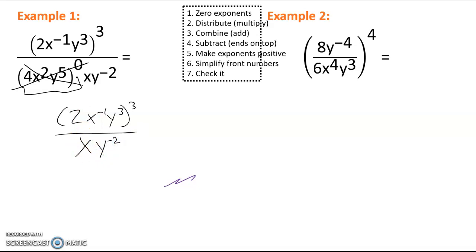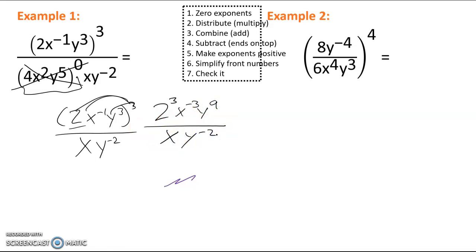And then, next thing I do, distribute, all right? First thing I always do: distribute, get rid of parentheses. Distribute this out here to every base, including the number out front. It will turn into 2 cubed times x, negative 1 times 3 turns into x to the negative 3 power. Y, 3 times 3 gives me y to the 9th power, all over x times y to the negative 2 power, okay?